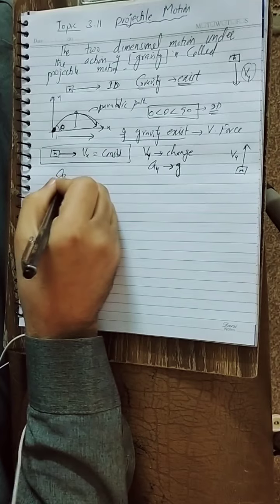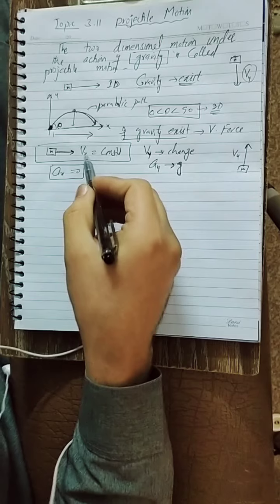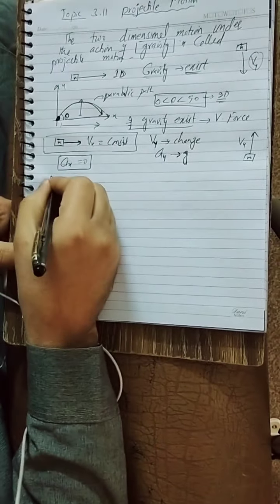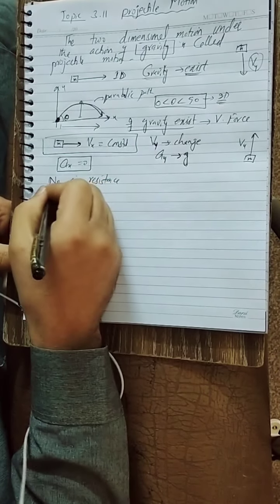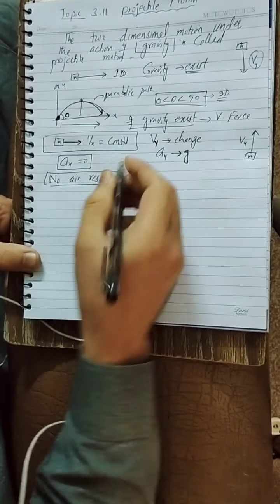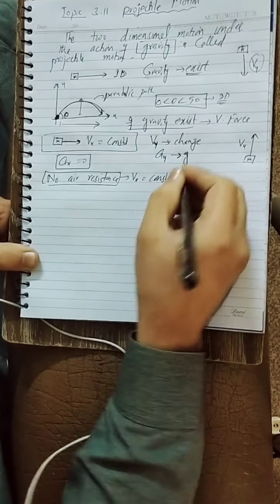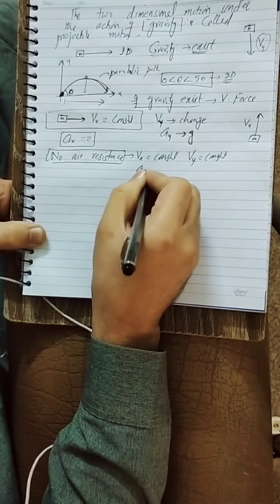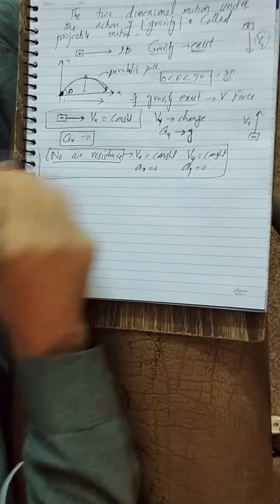But the horizontal acceleration in the case of gravity will be 0 because the horizontal component is constant in the presence of gravity. Remember, there is no air resistance. If there is no air resistance in projectile motion, it means that the horizontal velocity will be constant and the vertical velocity will be constant. So there will be no horizontal acceleration and no vertical acceleration. So gravity and air resistance are two forces.